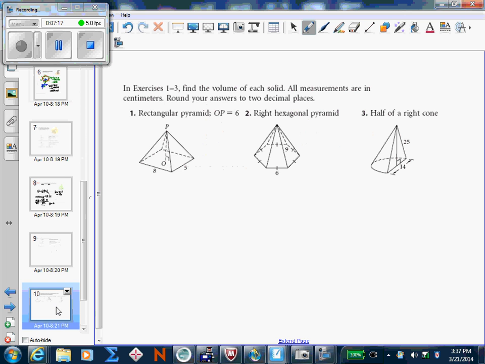Okay, so for class tomorrow, I'd like you to try these 3 problems. The first one is a rectangular pyramid, so our base is rectangular. The second one is a hexagon, so refer back to the example in the video. And then the last one, you're going to find the volume of a cone and then divide your answer in half.